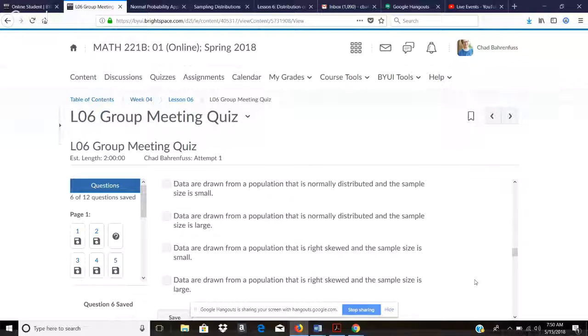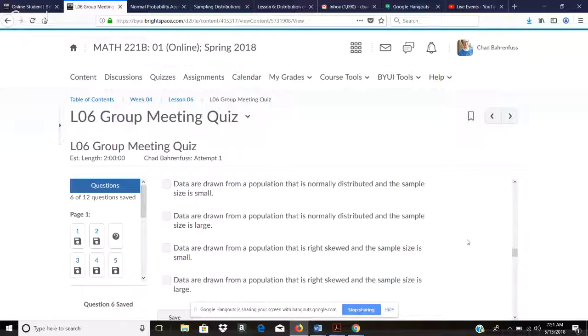Let's see here. They are drawn from a normal distribution and the sample size is small. Okay, let me see the question again. There are three that are true, false in that one. So when would the distribution of means be normally distributed?